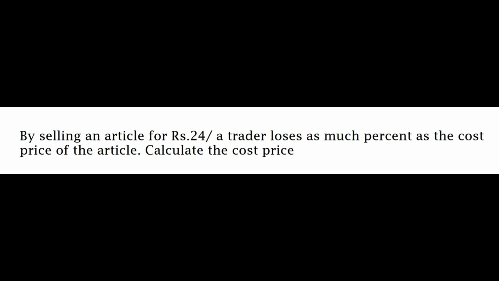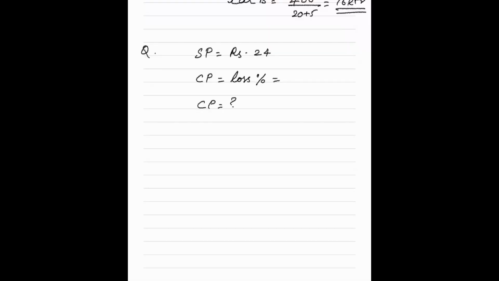By selling an article for rupees 24, a trader loses as much percentage as the cost price of the article. Calculate the cost price. This is the question. You are only given the selling price, that is 24. When you sell an item for 24 rupees, your loss percentage and your cost price are the same. That's what I understood from the question.